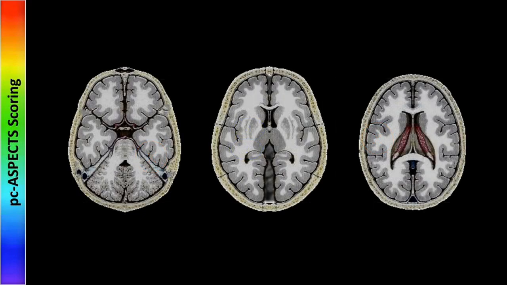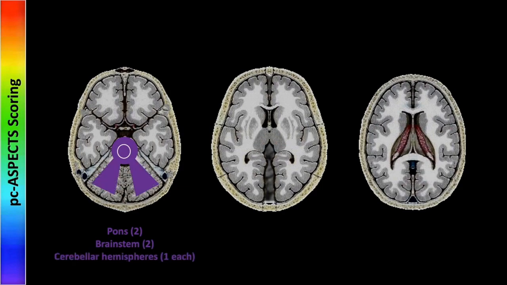All right, let's move to posterior circulation aspect scoring. This one, the pons, counts as 2. The brainstem counts as 2. And each of the cerebellar hemispheres count 1 each for a total of 2. So there in the posterior fossa, we have 6 of the points. This, of course, is to assess basilar artery occlusions.